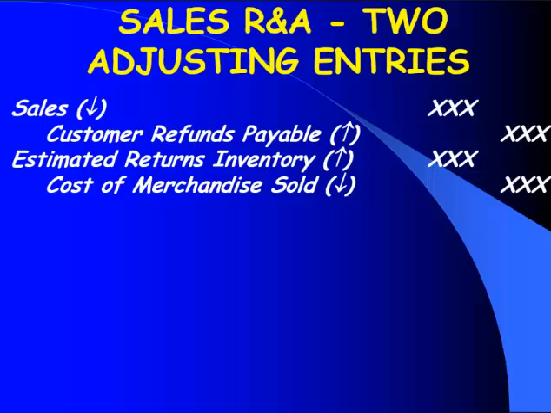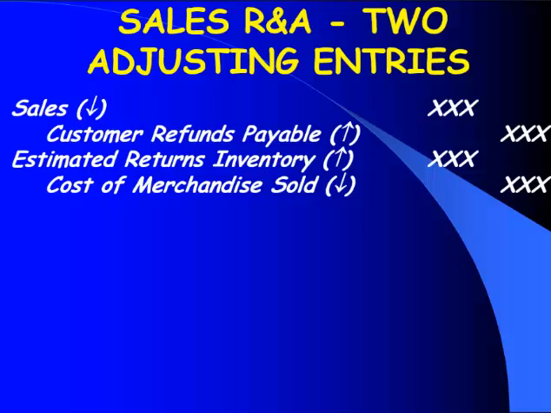The credit goes to customer refunds payable. Payable is a liability. Okay, we know we're going to owe somebody for these refunds. We know it. We don't know who. We don't know exactly how much per person, but we know we're going to owe somebody. So that's why we credit customer refunds payable.